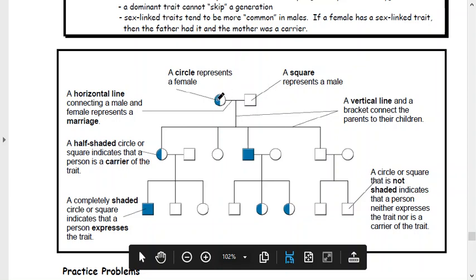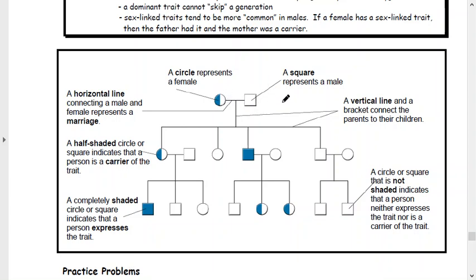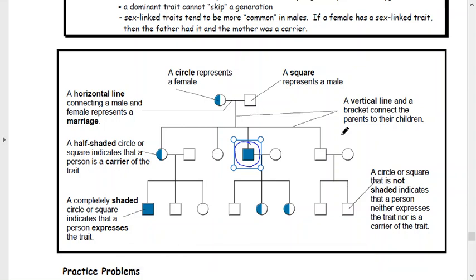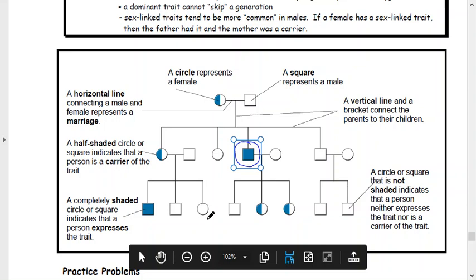So circles are always females, squares are always males. If a shape is shaded in, like this square right here, that means that individual is affected by whatever trait is being shown. And it doesn't always have to be a disease. Sometimes this is something benign like eye color, or sometimes maybe it's color blindness, or sometimes it's something more serious like Huntington's. But all that shadedness means is that the individual expresses that trait as a phenotype.